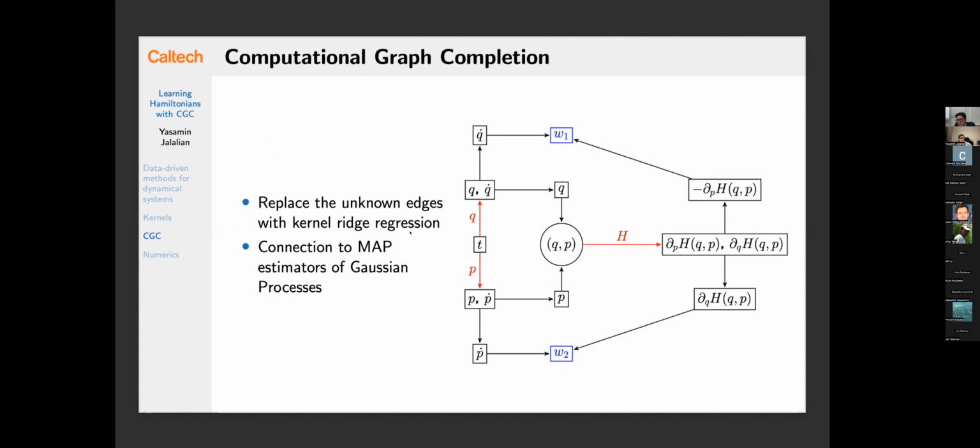So the approach is simple. In terms of what I presented, we basically replaced the unknown edges with the kernel ridge regression formula that was in the previous slides. And there's a connection between this and, instead of the kernel ridge regression, we can say that we're replacing our unknown variables by Gaussian processes. And then we compute their MAP estimators. For the purpose of this talk, I didn't get to the technicalities of this, but you can read this in the main work, which is computational graph completion by Hénon-Heiles.